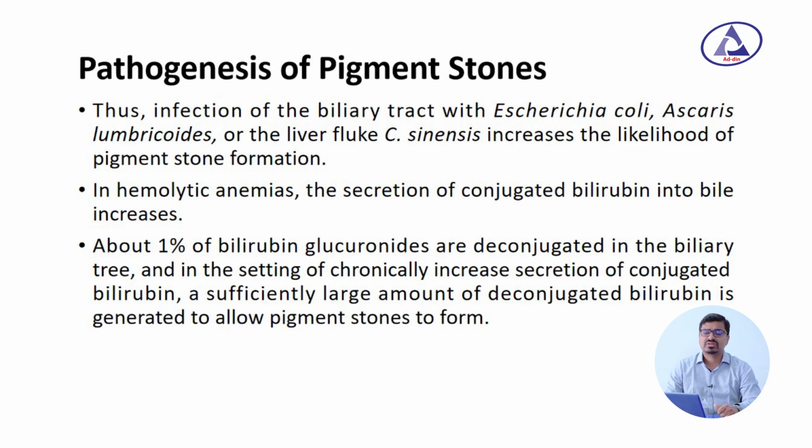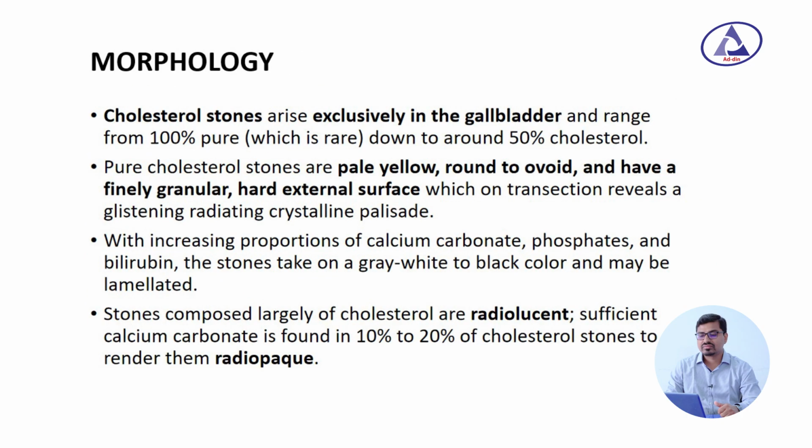Pathogenesis of pigment stones. Infection of the biliary tract with Escherichia coli, Ascaris lumbricoides or the liver fluke Clonorchis sinensis increases the likelihood of pigment stone formation. In hemolytic anemias, the secretion of conjugated bilirubin into the bile increases. About 1% of the bilirubin glucuronides are deconjugated in the biliary tree, and in the setting of chronically increased secretion of conjugated bilirubin, a sufficiently large amount of deconjugated bilirubin is generated to allow pigment stones to form.